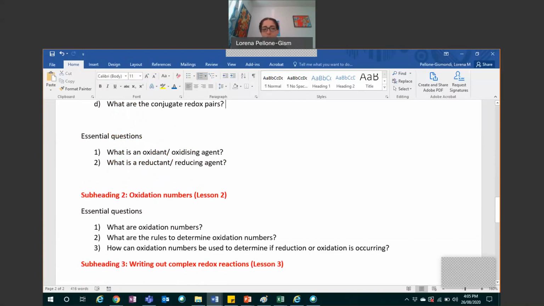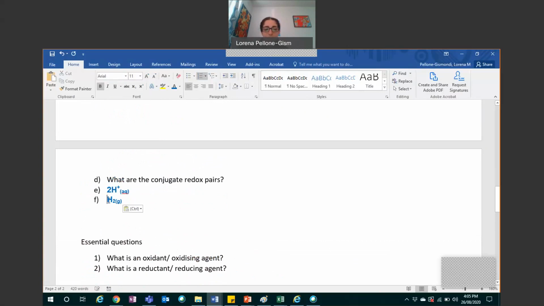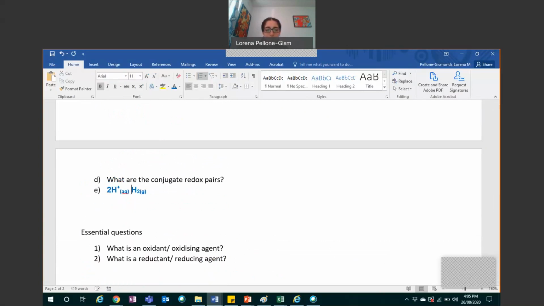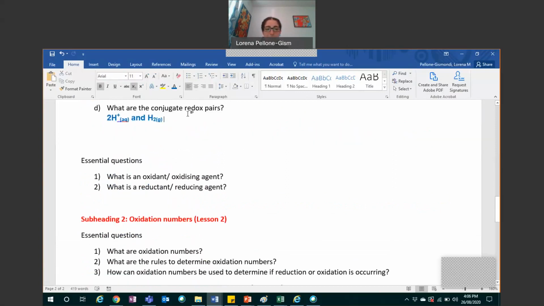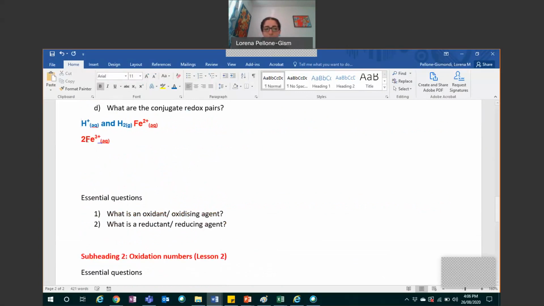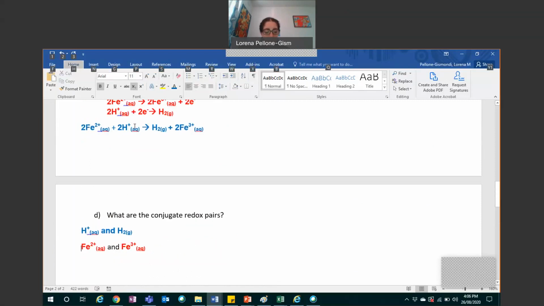So we've got two conjugate pairs here. We've got H plus and H2. So you would just write it out like this. And the other one is Fe3 plus and Fe2 plus. And you don't need to carry the 2 there, but I can't see an issue if you write the 2 there. So this is one pair and this is that second pair.